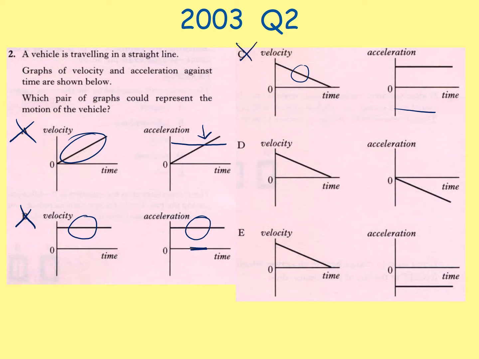Let's look at D. We have a decrease in velocity over time, so our acceleration should be a constant negative acceleration, but it's showing a change in acceleration. Again, similar to A, this one is wrong, so hopefully if we look at E, it's going to be right. We've got a constant decrease in velocity over time, and it's showing a constant negative acceleration just here, so this is correct. So our final answer is E.